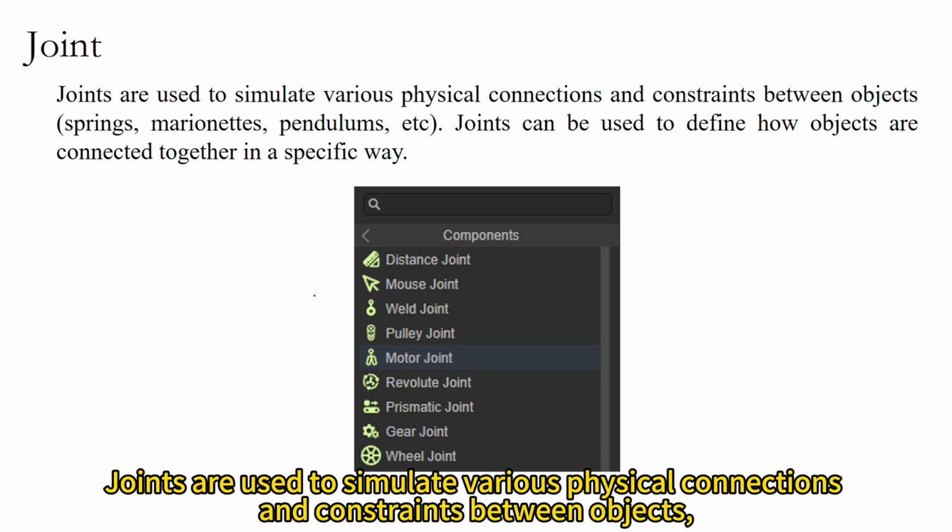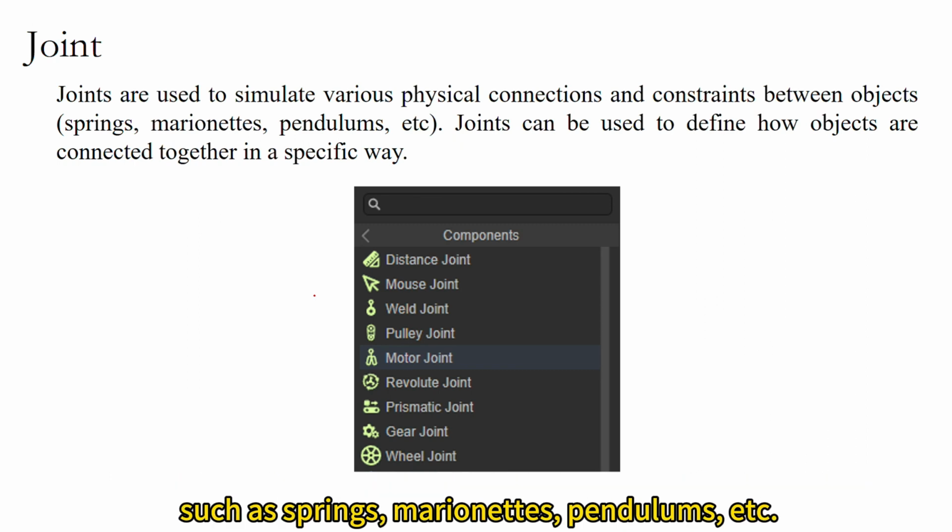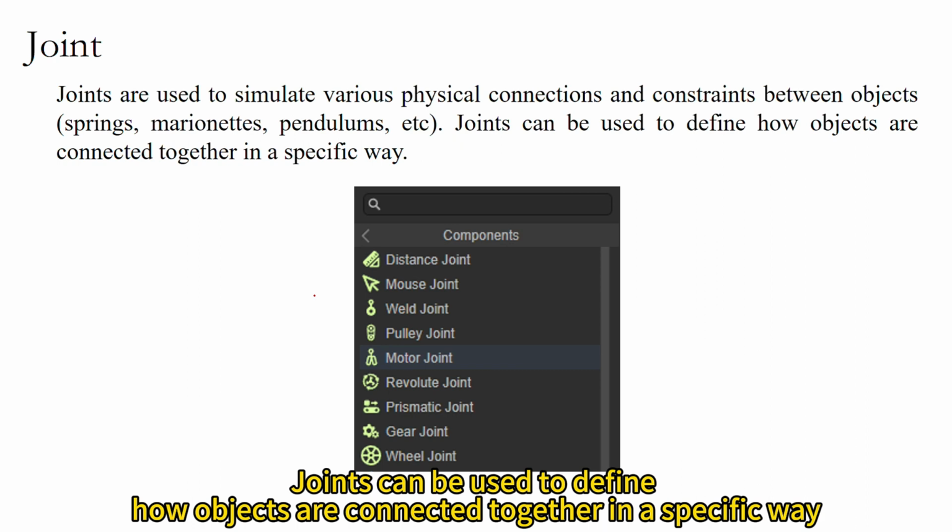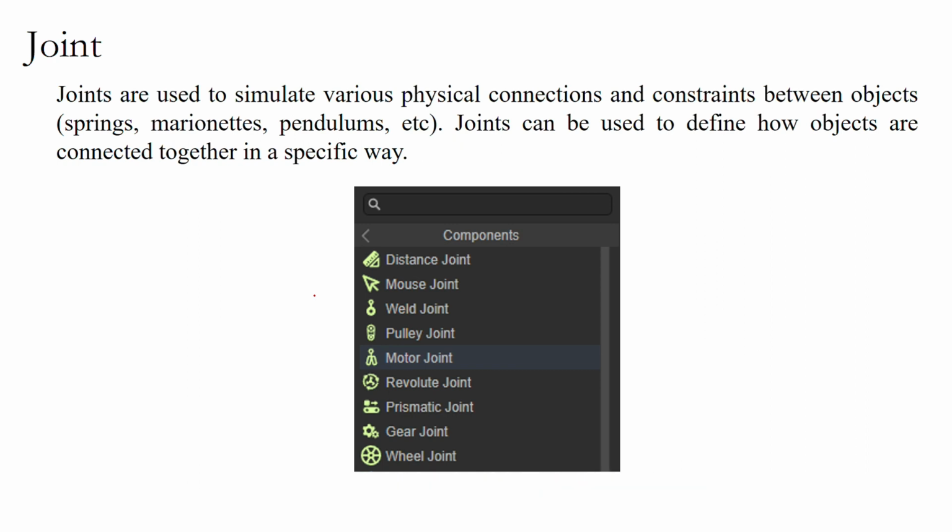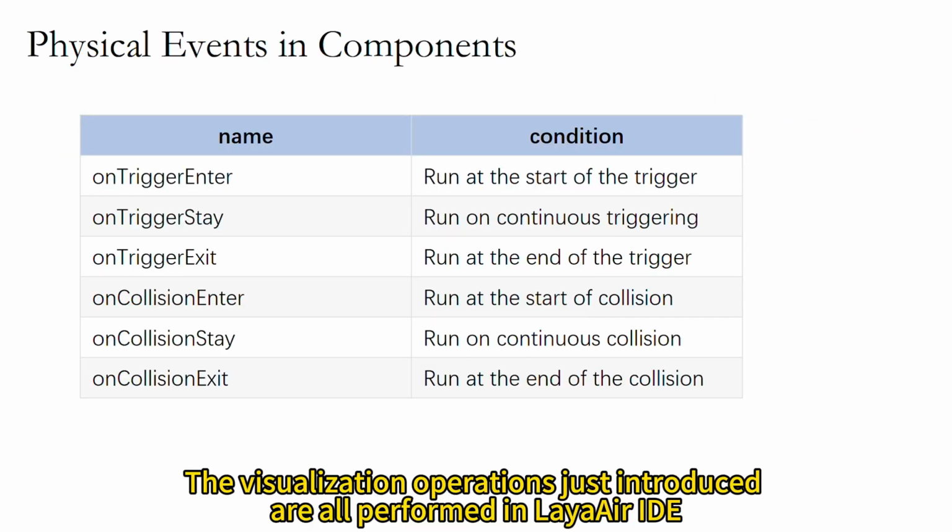Joints are used to simulate various physical connections and constraints between objects, such as springs, marionettes, pendulums, etc. Joints can be used to define how objects are connected together in a specific way. The visualization operations just introduced are all performed in Layer IDE.